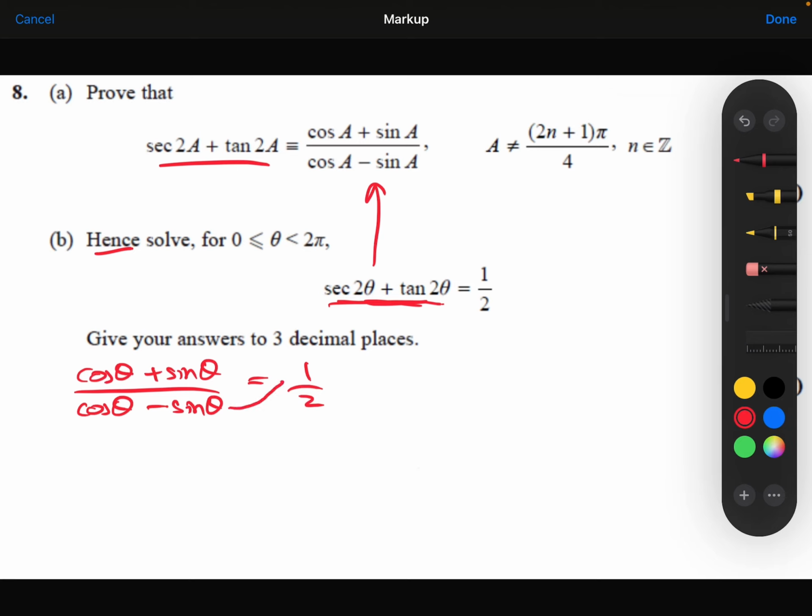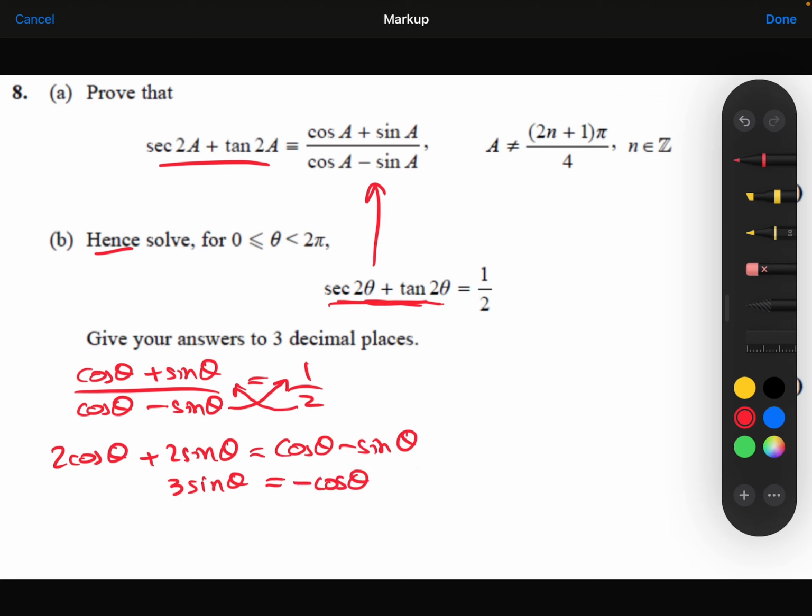I can now times this over here and times the 2 over here. So I'll get 2 cos theta plus 2 sine theta equals cos theta minus sine theta. If I now collect up the like terms, so let's move the sine thetas over to the left-hand side and move the cos thetas over to the right-hand side. So I've just moved that over there and that over there.